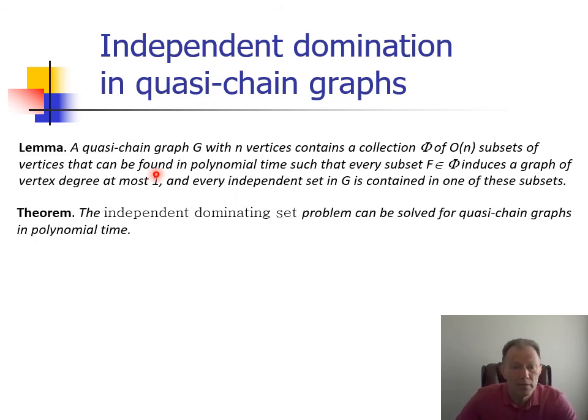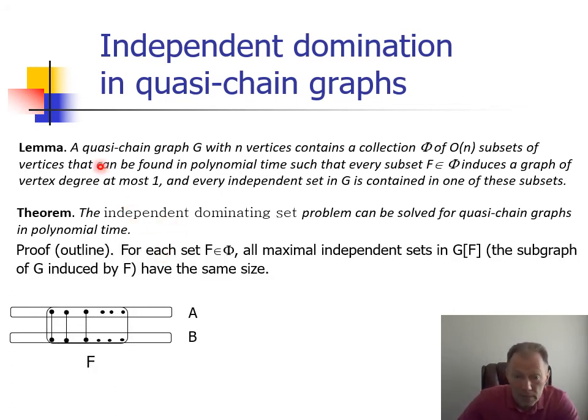With the help of this lemma, the polynomial time solvability of the independent dominating set problem in the class of quasi-chain graphs can be proved in the following way. From this lemma, we know that an optimal solution to the problem is contained in one of the subsets of the collection phi. So we inspect each of these subsets one by one. Each of them induces a graph of simple structure, a graph of degree at most 1. Therefore, all maximal independent sets in the subgraph of G induced by a subset F in this collection have the same size. All maximal independent sets in this subgraph contain all isolated vertices and exactly one vertex from each of the edges.